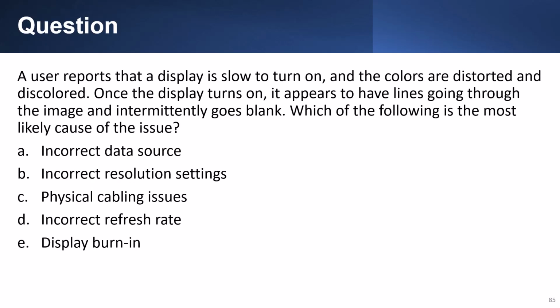Question: a user reports that a display is slow to turn on and the colors are distorted and discolored. Once the display turns on, it appears to have lines going through the image and intermittently goes blank. Which of the following is most likely the cause of this issue? Answer: physical cabling issues.